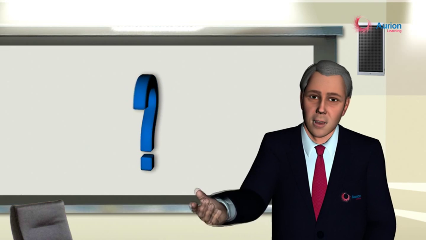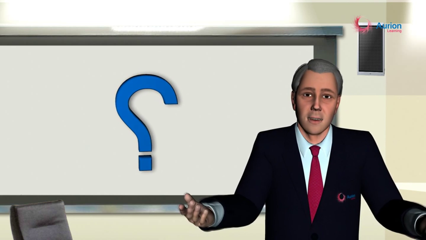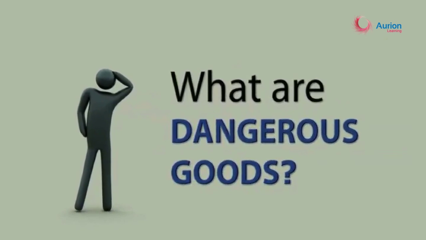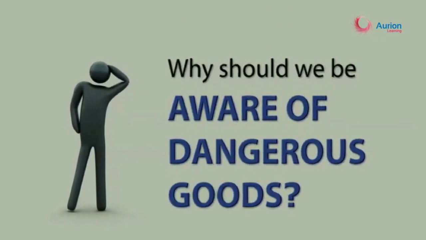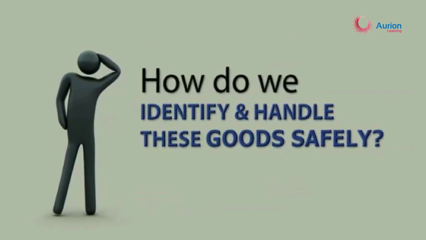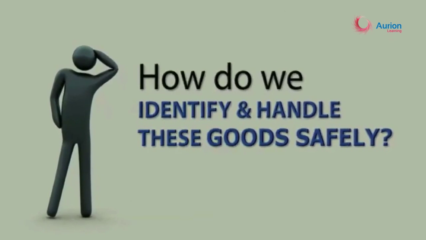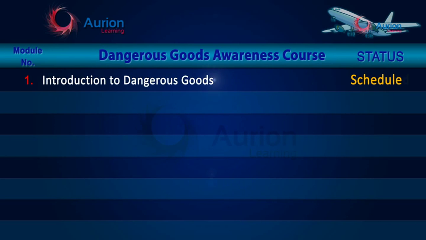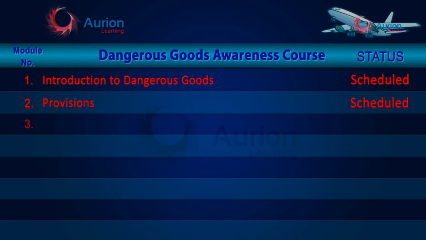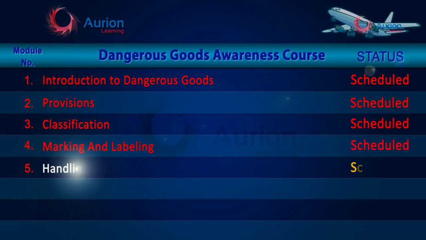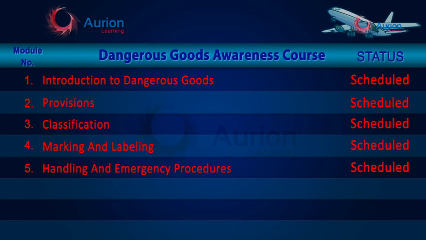As part of this course, we shall answer the following questions. What are dangerous goods? Why should we be aware of dangerous goods? How do we identify and handle these goods safely? The following modules shall answer these questions: Introduction to dangerous goods, provisions, classification, marking and labeling, handling and emergency procedures.